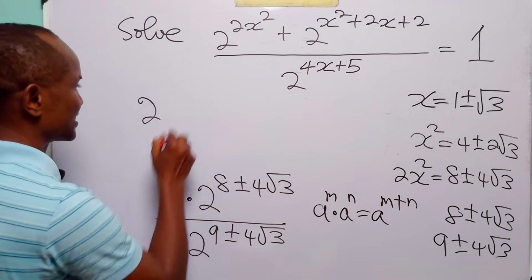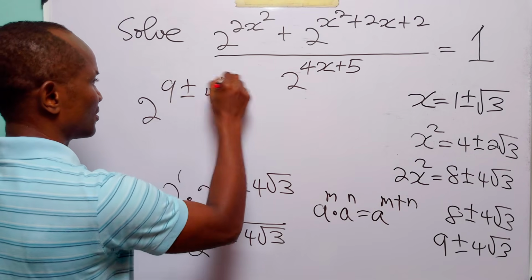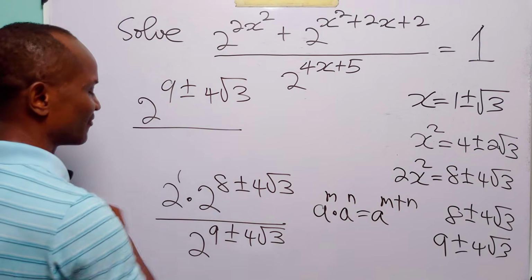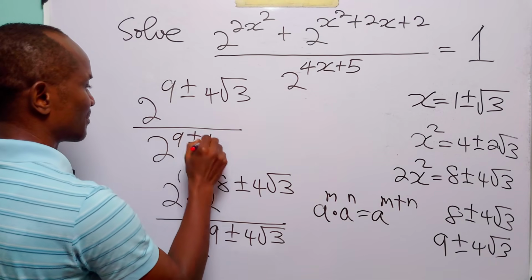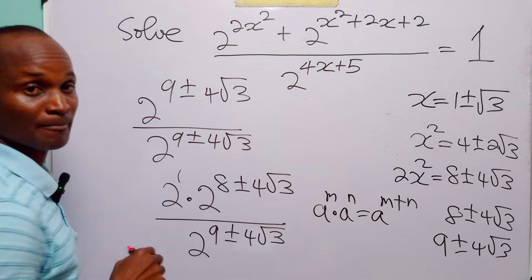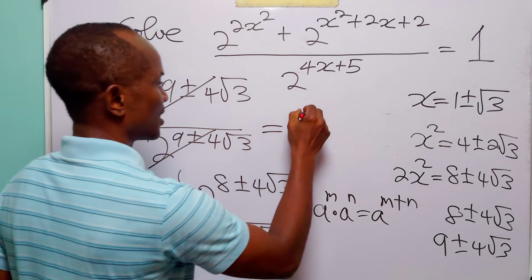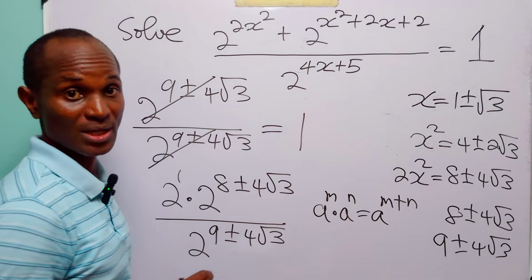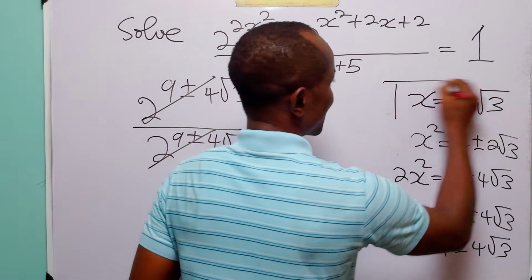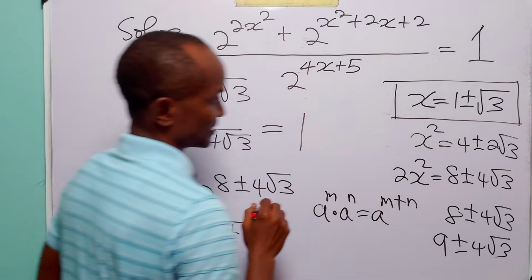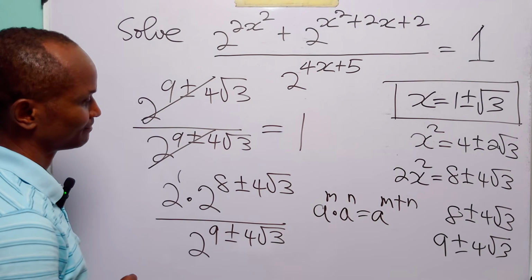Of course, 1 plus 8 is equal to 9. Then we have plus or minus 4 root 3. And this is divided by 2 to the power 9 plus or minus 4 root 3. And of course, this is going to divide this to give us 1, which is exactly what we have on the right-hand side of the equation. So these two values of x satisfy the given exponential equation.